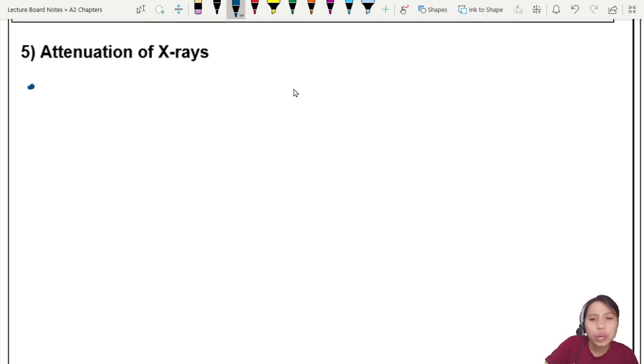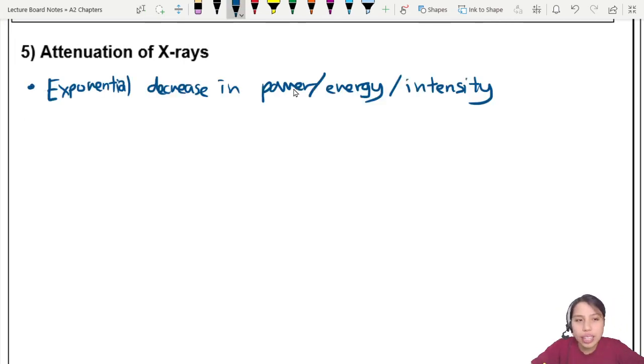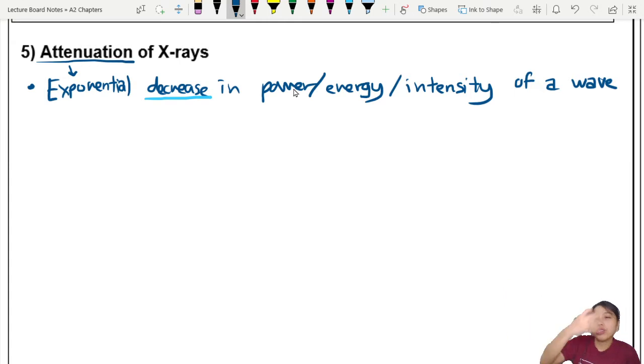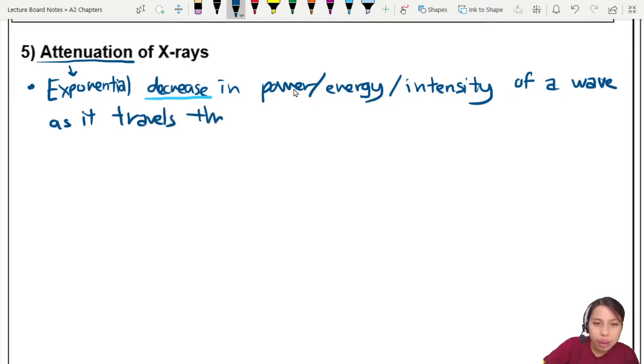That's such a pretty word. We can say that attenuation is the exponential decrease in power, energy, and intensity of a wave. Electromagnetic wave is X-ray, right? So these are still talking about waves. So an exponential decrease in power, energy, intensity, amplitude, you want to throw it in there? Sure, of a wave as it travels through a medium.